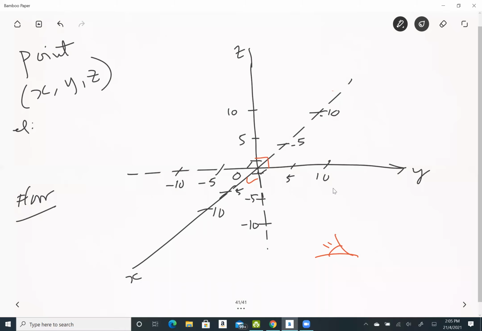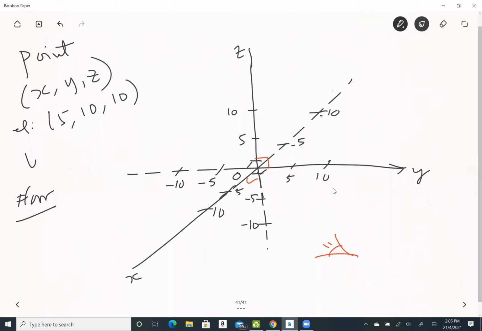For example, 5, 10, 10. So we write in order. That is the ordered coordinate, X, Y, Z. The first value 5 is X, second Y, third Z. So the first two are the independent variables. The last one is the dependent variable.